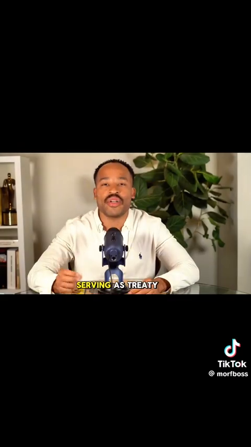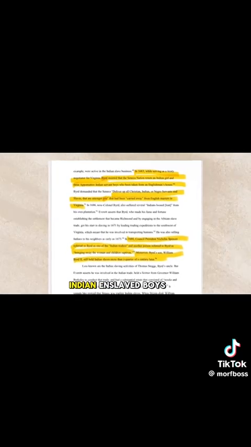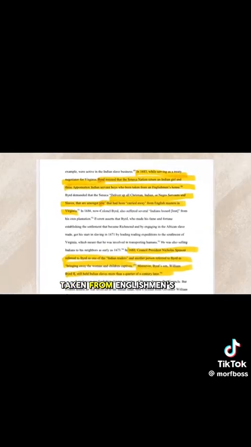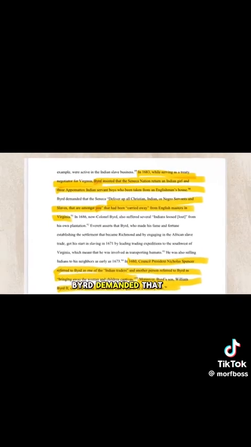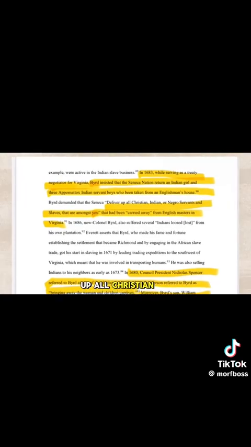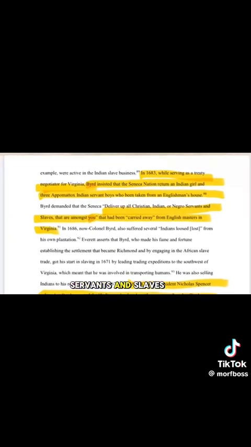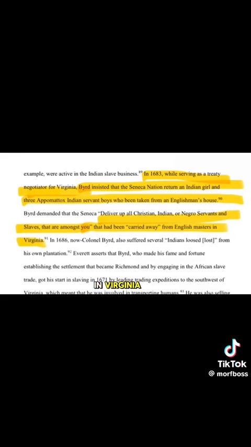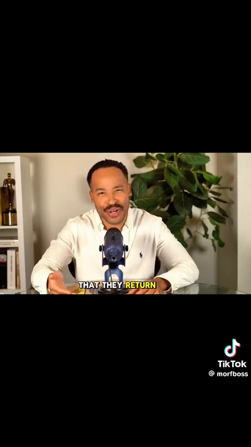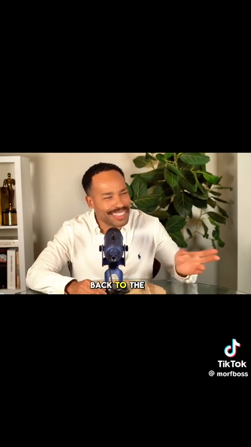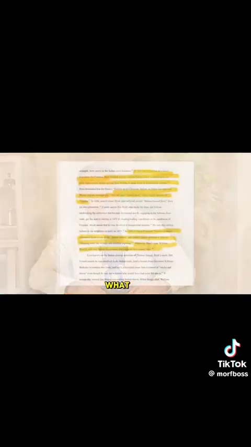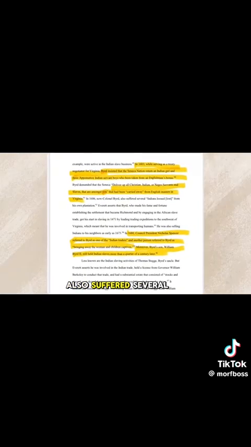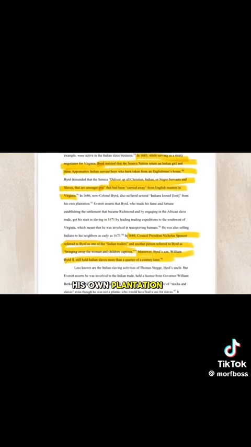In 1683, while serving as treaty negotiator for Virginia, William Byrd insisted that the Seneca Nation return an Indian girl and 3 Appomattox Indian enslaved boys who had been taken from Englishmen's homes. Byrd demanded that the Seneca deliver up all Christian, Indian, or Negro servants and slaves that were amongst you that had been carried away from the English masters in Virginia. So he's demanding that they return their own people back to the English colonists. What? In 1686, Colonel Byrd also suffered several Indian losses from his own plantation.